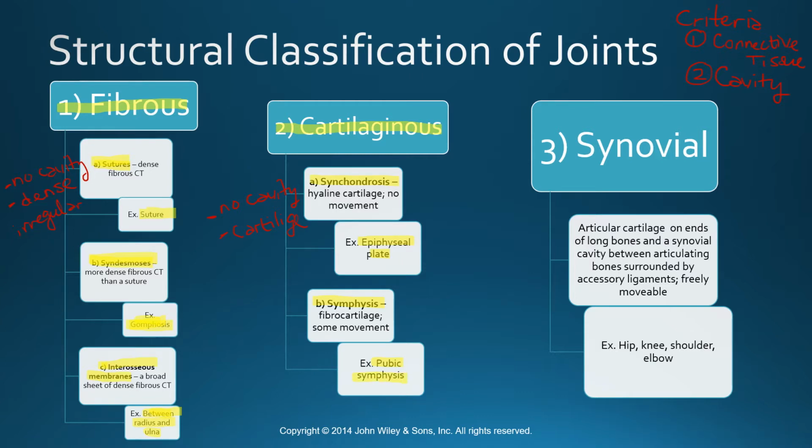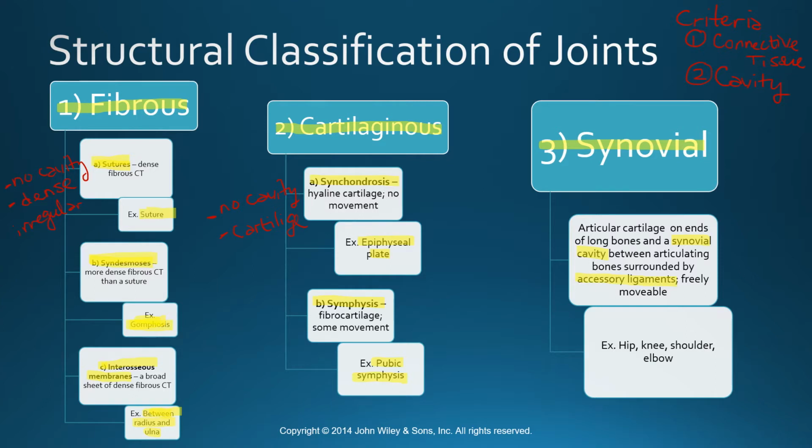The last structural classification is going to be synovial. So these are joints in which the bones forming the joint have a synovial cavity, and they're united by the dense irregular connective tissue of an articular capsule. And this is often surrounded by accessory ligaments.